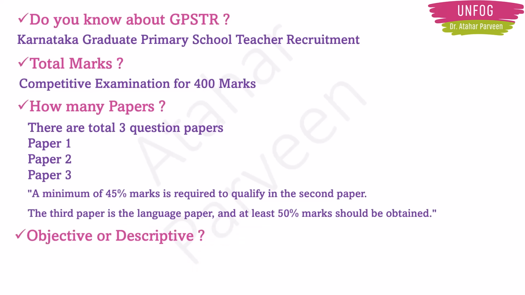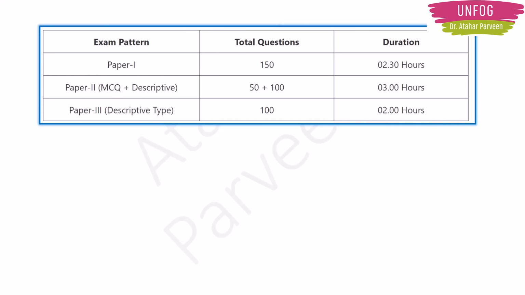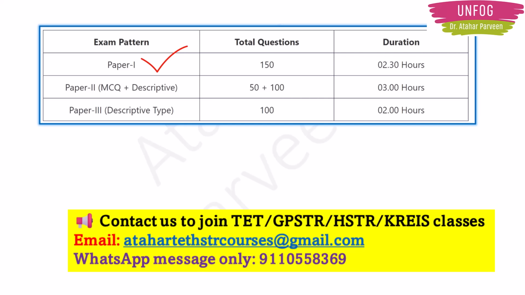Whether this exam is objective or descriptive type, to know this, we need to understand the exam pattern in detail. So this is the exam pattern. As I already told you, 3 papers will be there: paper 1, paper 2 and paper 3. In paper 1, you will have a total of 150 questions. They will be only MCQ questions, that is objective type questions, and each question will carry 1 mark. So 150 questions, 150 marks. This is your paper 1.